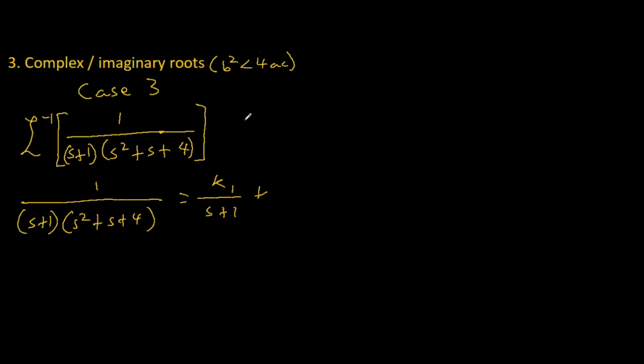So b squared is equal to 1 squared, which is simply equal to 1. 4ac is equal to 4 multiplied by 1 multiplied by 4, which is equal to 16. So 4ac is that now. So b squared is less than 4ac. So we see that these are complex roots. How do we deal with this?